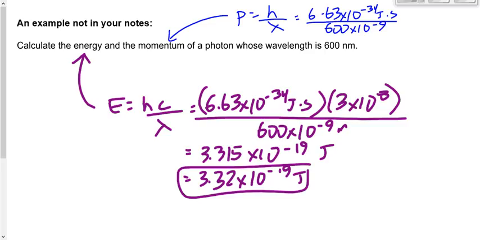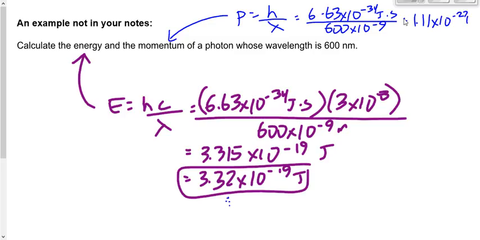Now, could you have used the other one, E is equal to p times c? Sure, we just solved for E, right? We know what c is. We could have solved for momentum using E is equal to p times c as well. So either one would work there. I probably would have gone with this one, Ethan, just in case I made a mistake on this, right? What is 6.63 times 10 to the minus 34 divided by 600 times 10 to the minus 9? 1.105 or 1.11 times 10 to the minus 27.